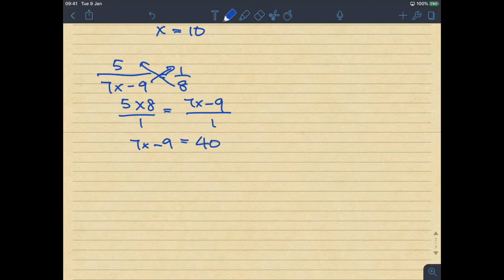Okay, so we can rewrite it in the format that we like. 7x minus 9 is equal to 40. 7x equal to 49, and x is equal to 7. That's your answer. Hope this makes sense.